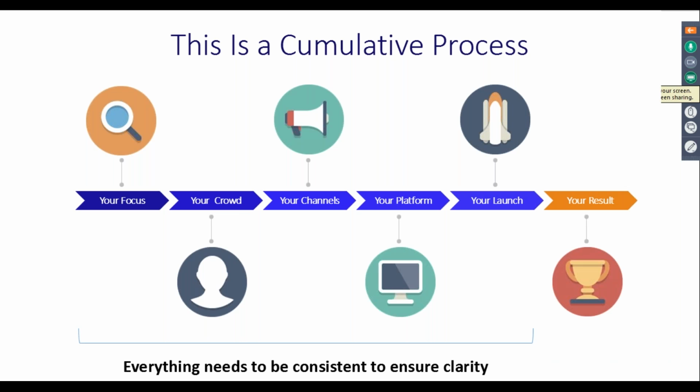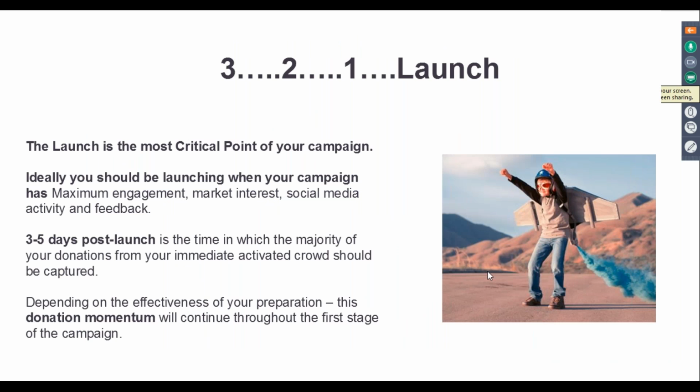So making sure that clarity is consistent is one of the best ways you can ensure, at the very least, a successful crowdfunding campaign. So what they pretty much don't tell you when you do crowdfunding is the launch is the most critical point of your campaign. Ideally, you should be launching when your campaign has maximum engagement, market interest, social media activity, and feedback. Now, these are metrics that are kind of arbitrary, but you need to establish some level of metrics around this to gauge when you should be launching. So my engagement is, well, I'm getting 16 hits on my website, let's launch. Or I'm getting 40 on my website, let's launch. So having these metrics to determine when you should be launching is very important.